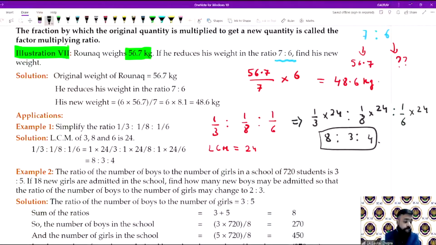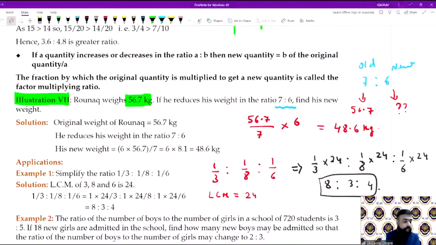Okay, some of you are asking for a repetition of illustration number 7. Okay, let us repeat once again.